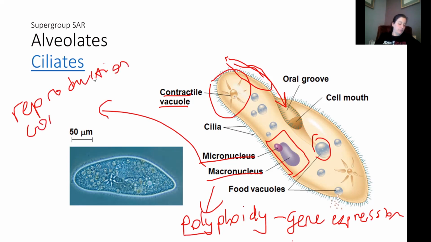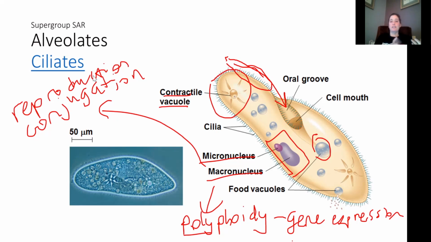And we're going to talk about the life cycle in a second, the process of conjugation, which is exchanging micronuclei, a form of sexual reproduction. And that's how they get genetic variation. So again, on all these groups, you need to be thinking about what supergroup they belong to, what clade they belong to, like alveolates for ciliates, and what their distinguishing characteristics are.